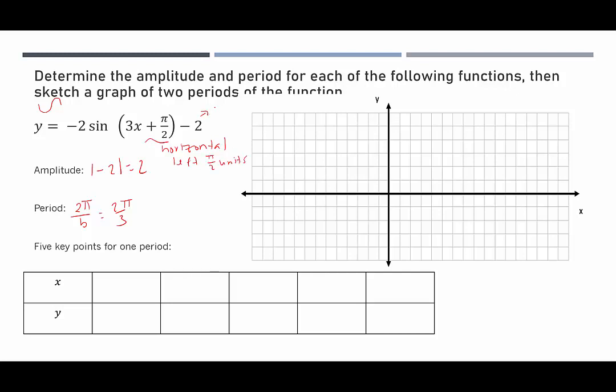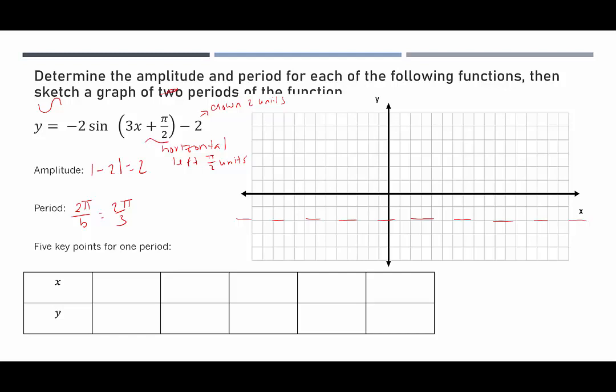And this is moving the graph down 2 units. So this is a vertical shift, and it's moving it down 2 units. So that indicates that our midline will be at -2. So I might just draw that in. So we know every other point needs to hit that line. But we have to figure out what these points are.